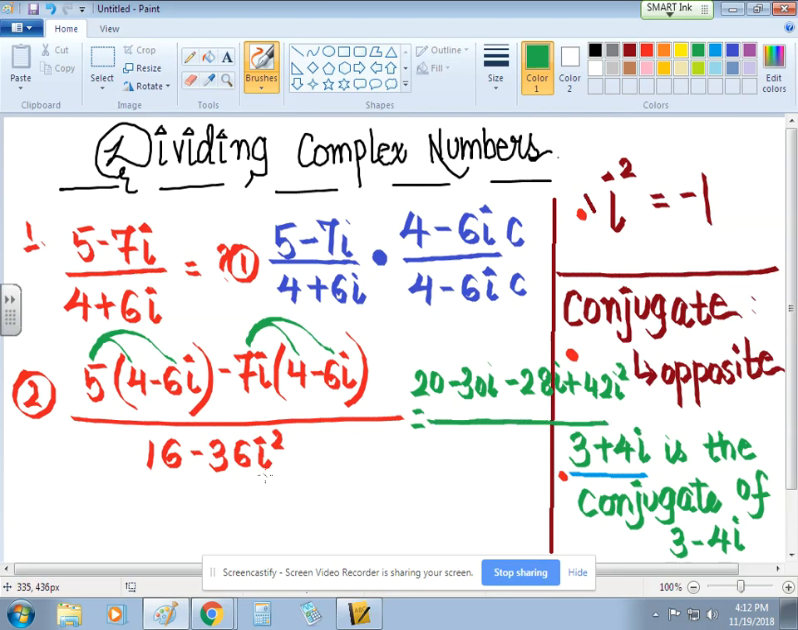And at the bottom, we know that iota squared is what? -1. So I can say that this piece can be written as 16 plus 36, which is, all right. So here I will have 42 iota squared. Iota squared is -1. So my work will look like this on step number 3. Is 20 minus, these both are negative, so I can add them.